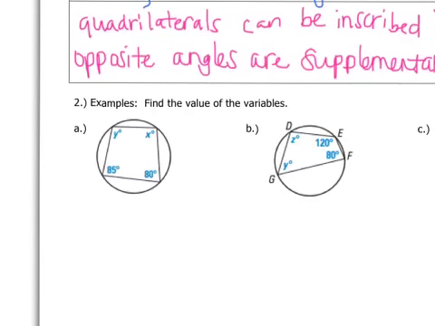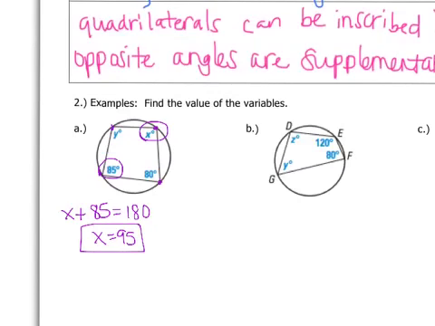We can look at the first one. Notice that all of the vertices are on the circle. That means it's inscribed. And it's a quadrilateral. So just like that last example, opposite angles are supplementary, meaning x plus 85 equals 180. If we subtract 85 from both sides, we get that x equals 95. And we can do the same thing for the other two opposite angles. The 80 plus the y must equal 180. Subtract 80 from both sides, and y equals 100.